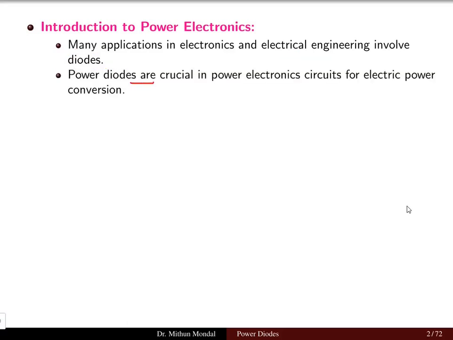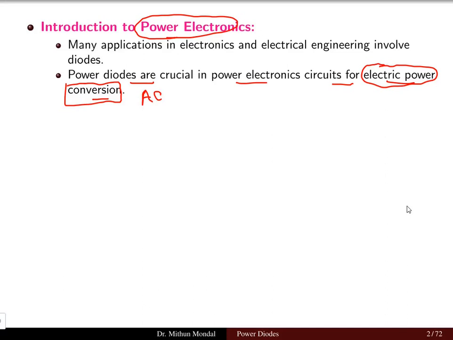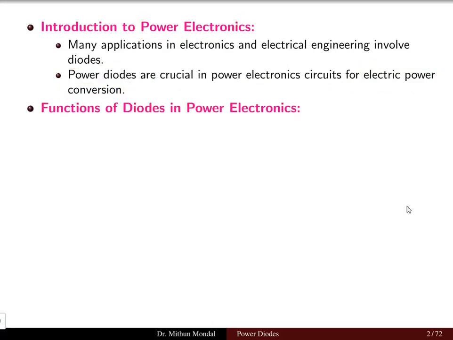Power diodes are crucial in power electronic circuits for electric power conversion. Last lecture we also discussed that one of the basic fundamental requirements of power electronics is to convert electric power from one form to another. So we have seen that power has to be converted from AC to DC or from DC to AC depending upon the requirement. In those applications, diodes play a very important role, and since these diodes have higher power rating, we call them power diodes.